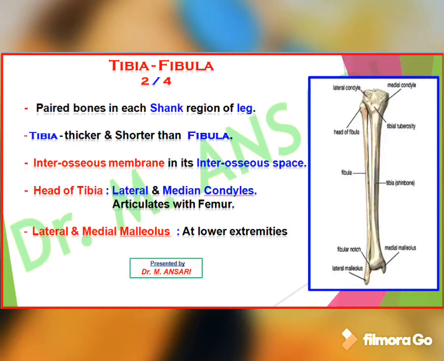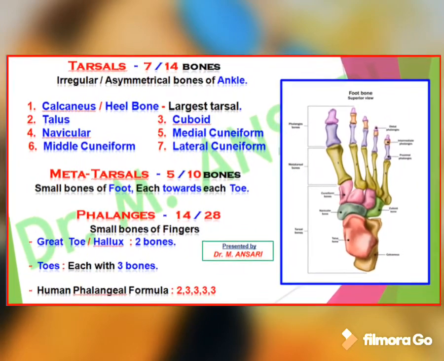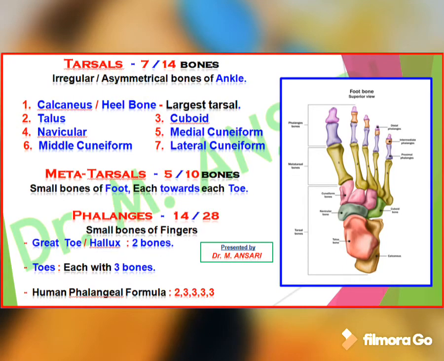The head of the tibia consists of lateral and medial condyles. Through this, it articulates with the femur, while the lateral and medial malleolus are present at the lower extremities of the tibia and fibula bones. In the ankle region, a total of 7 tarsals are present. These tarsals are irregular or asymmetrical and articulate with each other by gliding or sliding joint.